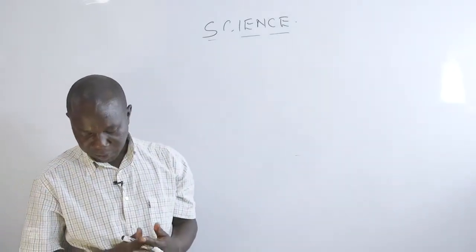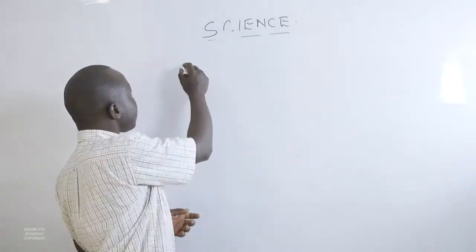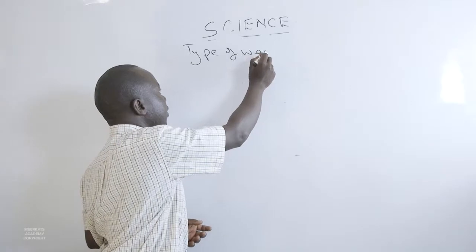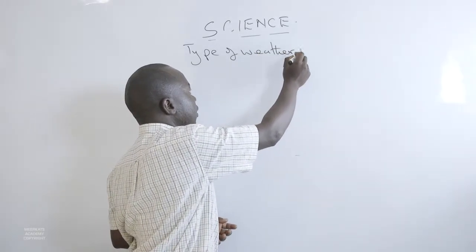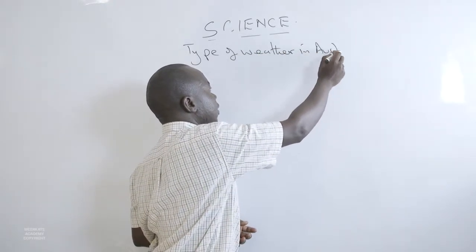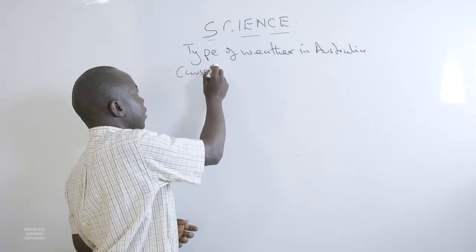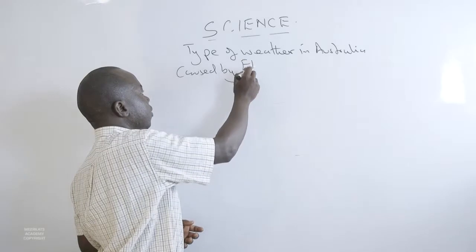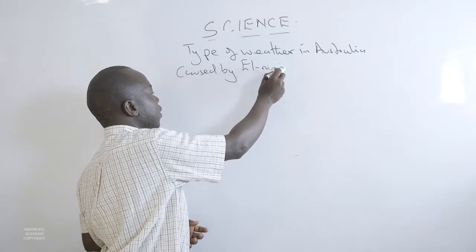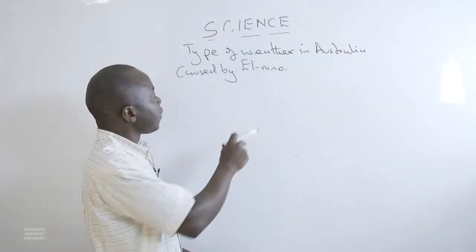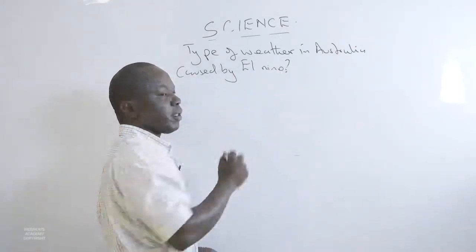Then what type of weather in Australia is caused by El Nino? So we have to find out the meaning of El Nino.